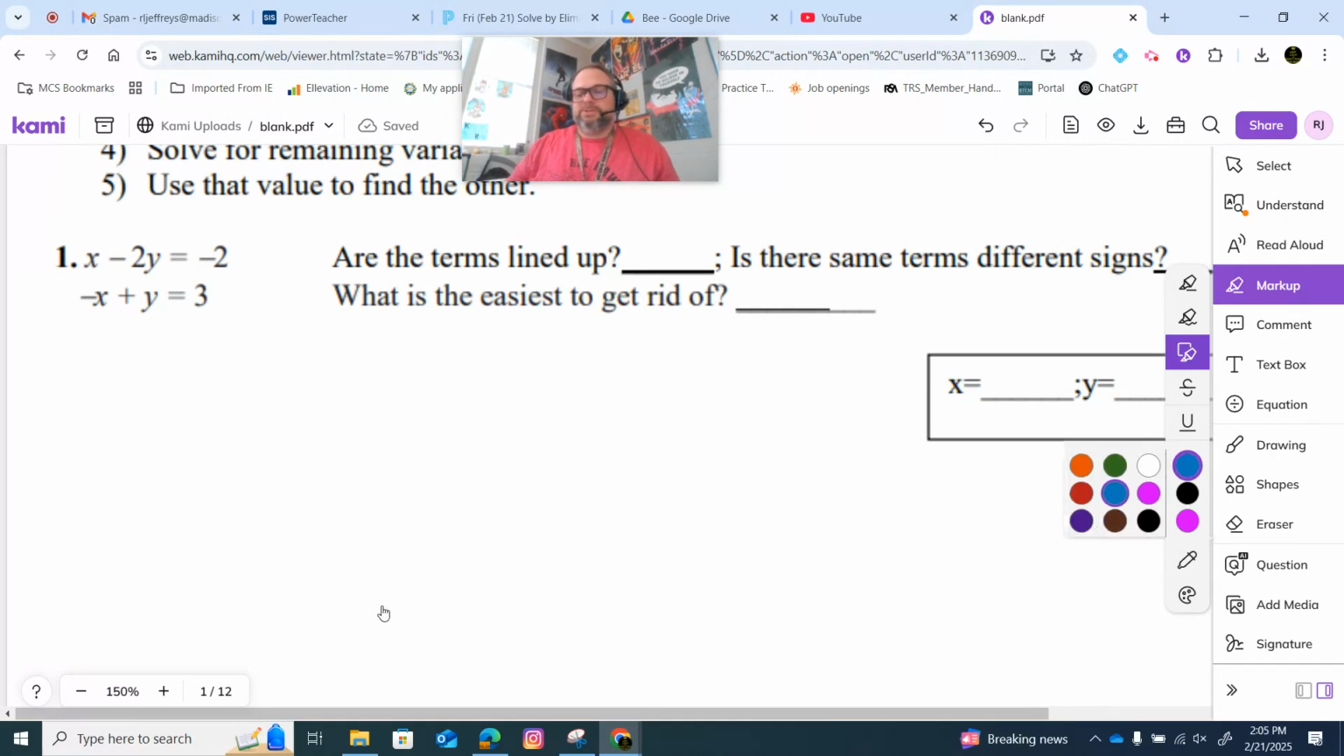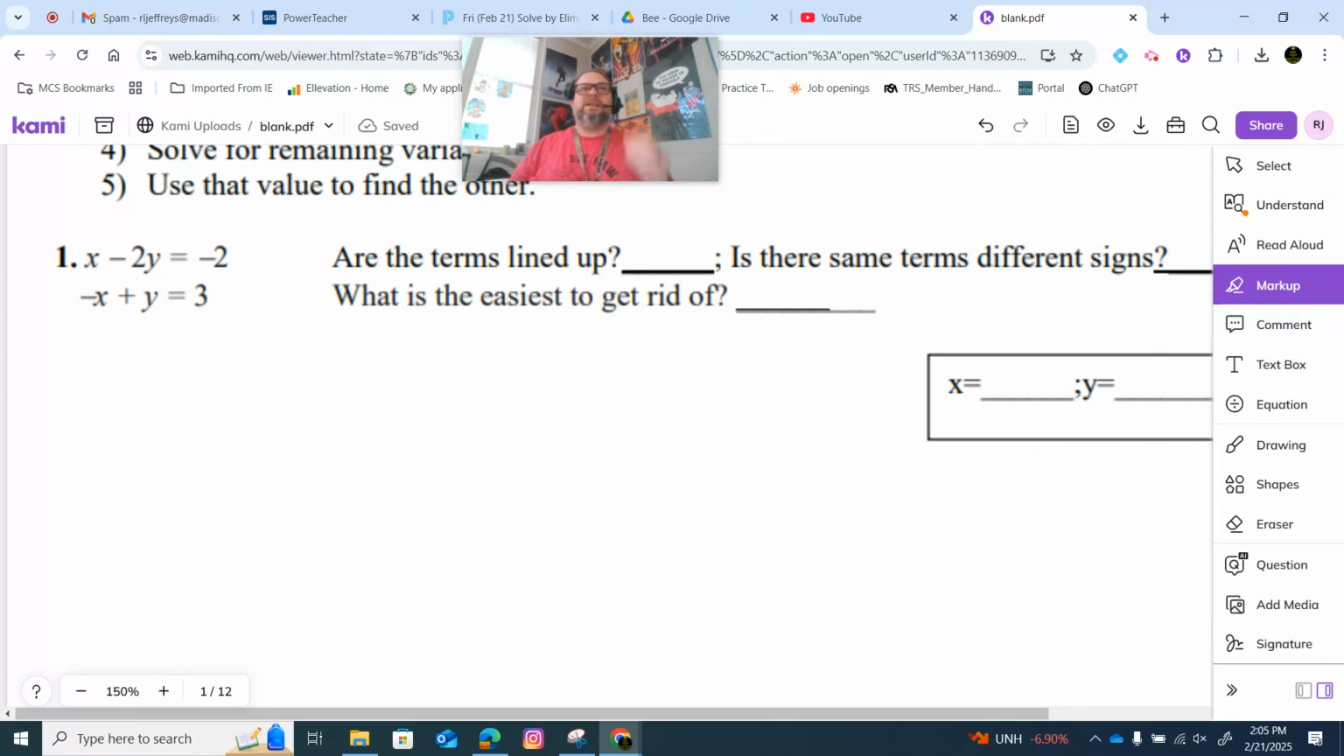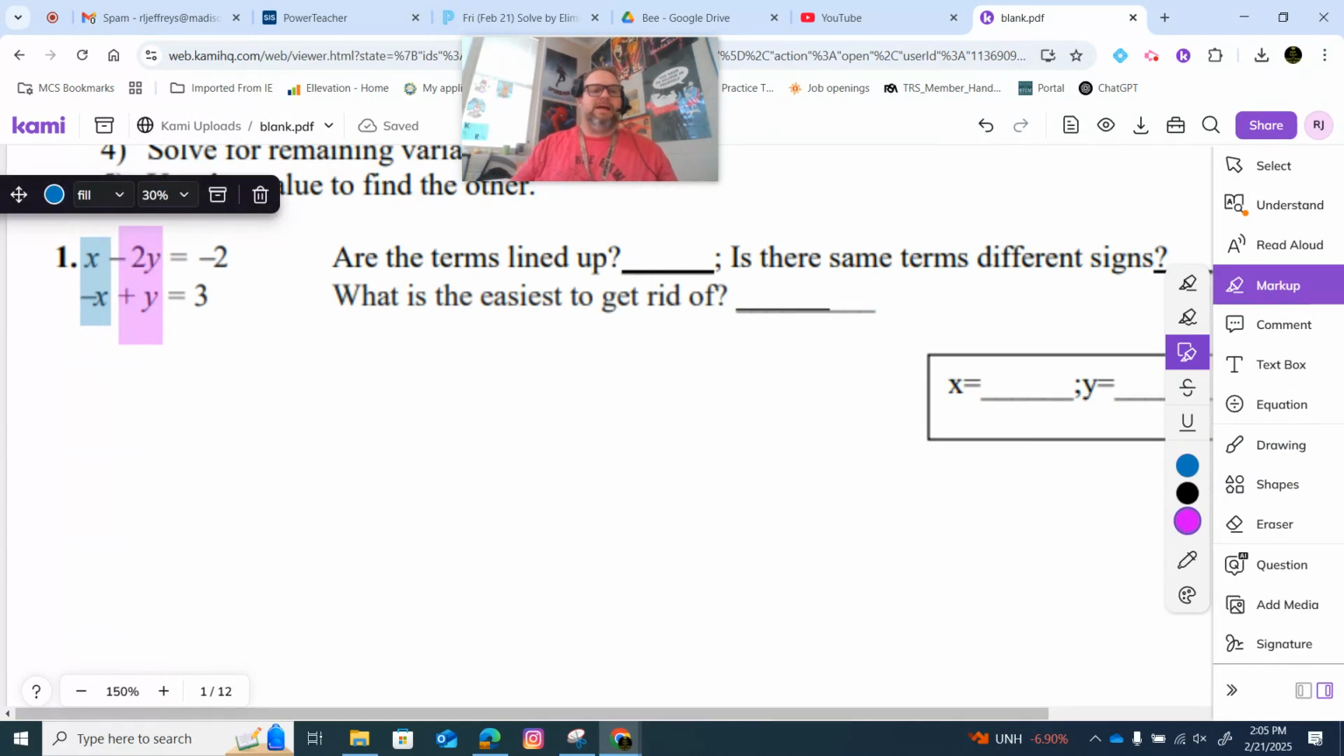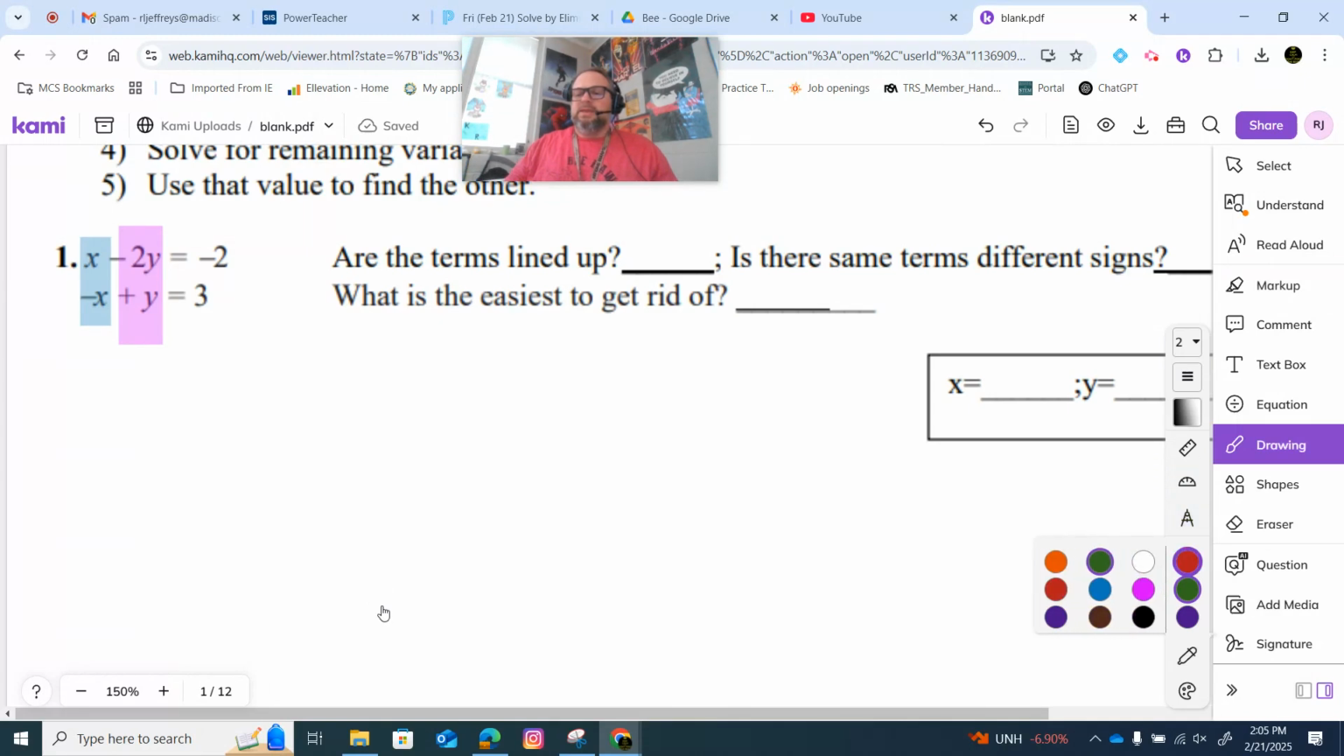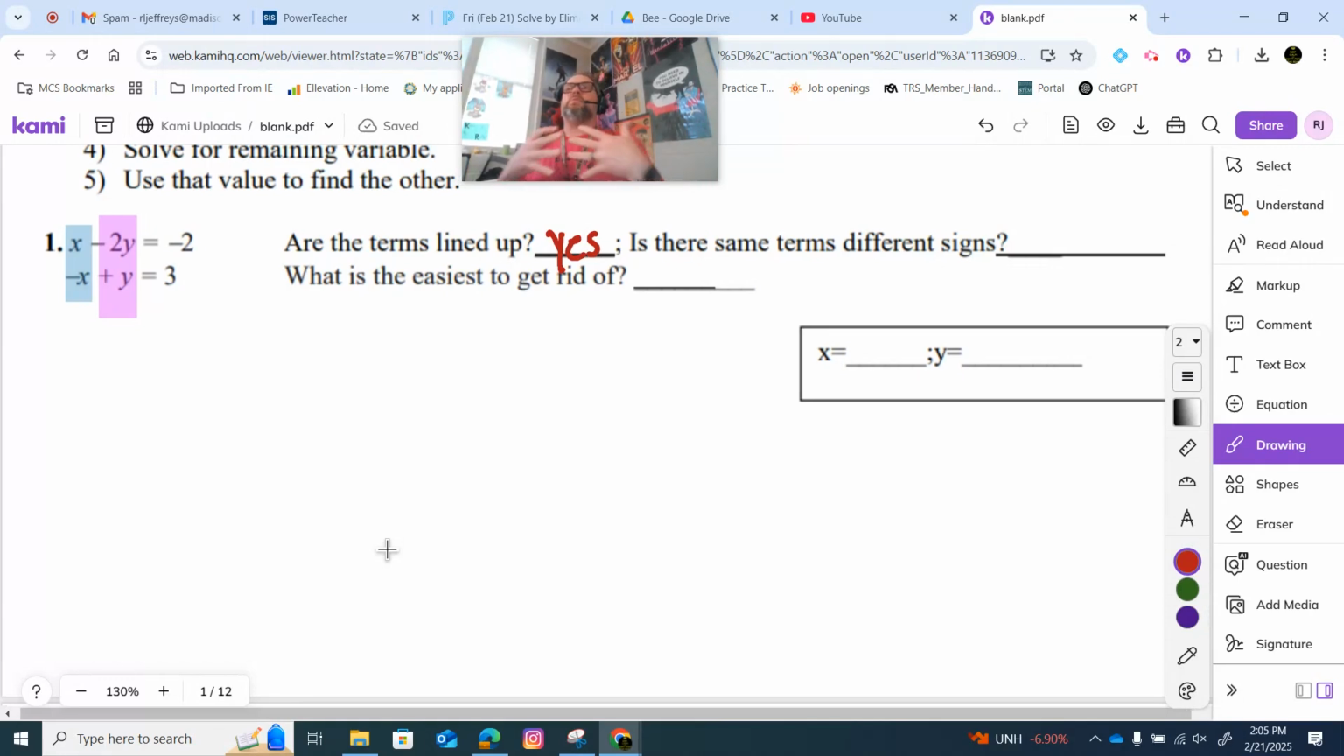Now, where it says all the terms lined up, we want our x's in one column, our y's all lined up. So our terms are lined up. This is a yes. Now again, eventually this is what you're going to be saying in your head.